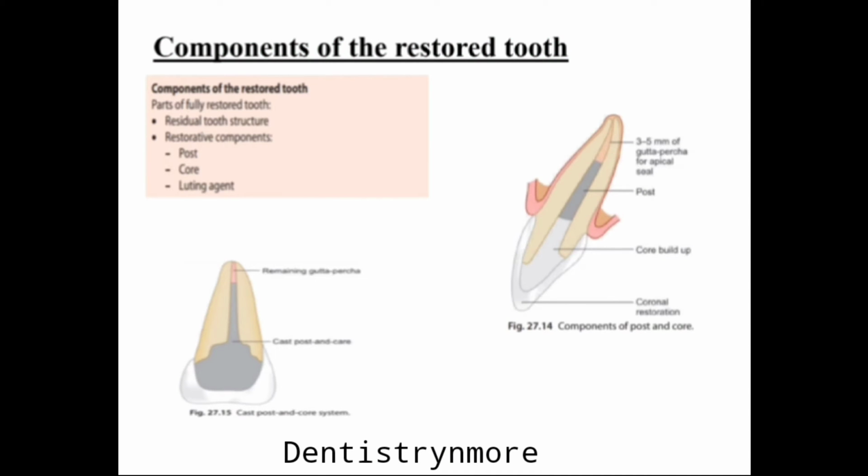Now we are moving to the components of the restored tooth. The components include residual tooth structure and restorative components, that is post, core, and luting agent. So in the figure you can see the coronal restoration, core buildup, post, and there is 3 to 5 mm of gutta percha for apical seal.